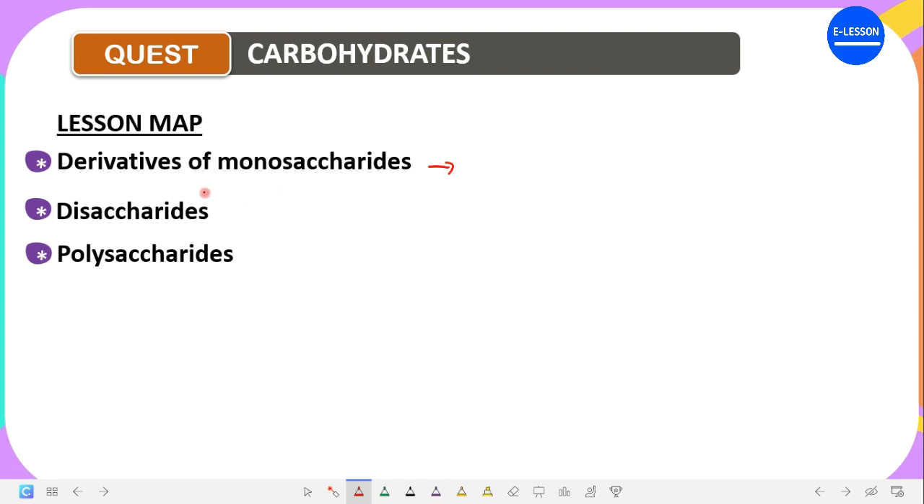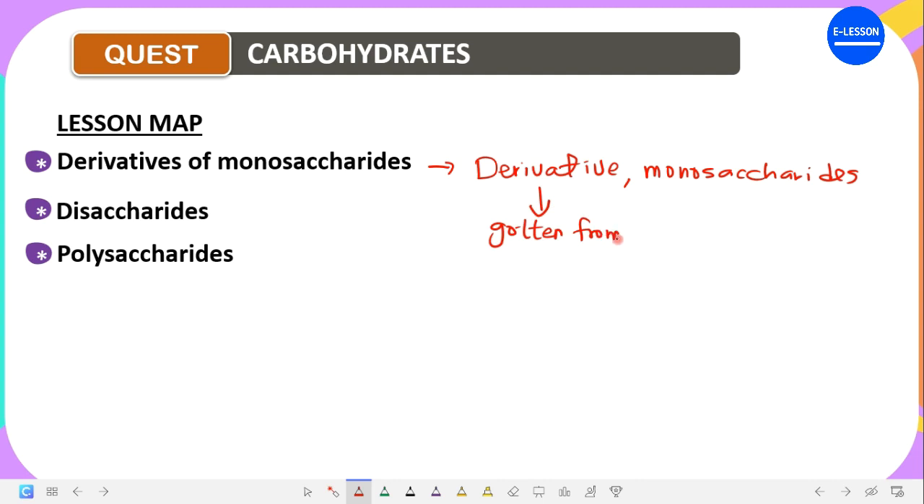Now we have a statement here, derivative of monosaccharide. We can split it down into derivative and then monosaccharide, of course. Now when we say derivative, it means gotten from. Derivative means what? Gotten from, drawn from, or we can simply say derived from.